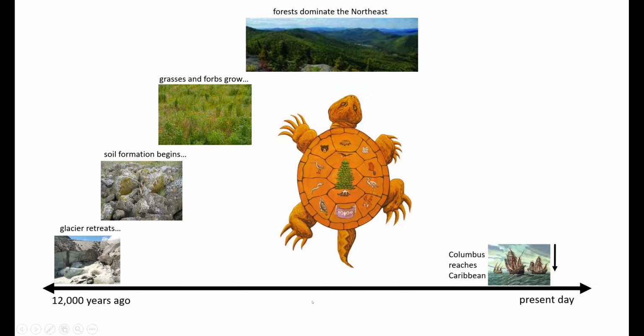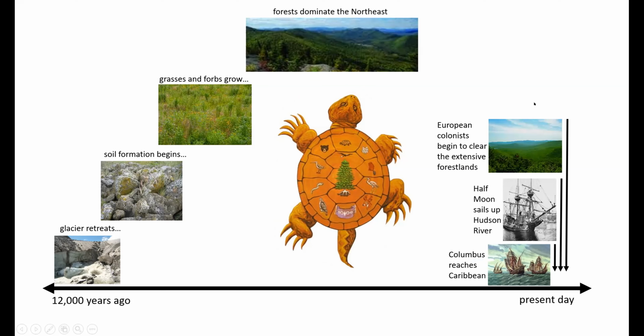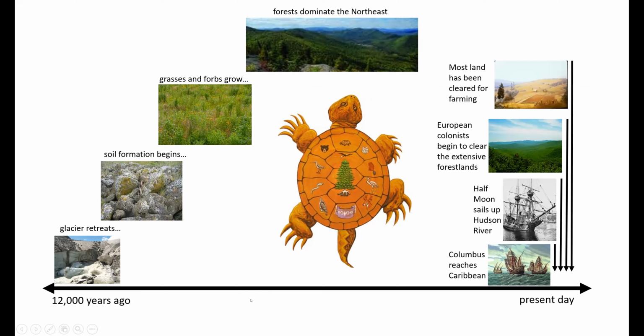And then in 1492, as everyone knows, Columbus sailed and reached the Caribbean. And so things started to happen fairly rapidly after that. In 1608, Henry Hudson sailed up the Hudson River. And then as time went by, European colonists arrived and began to clear these extensive forest lands. And over time, the land was cleared to the extent that there was very little forest left throughout the Northeast. And that was probably the mid-1800s, when there was the maximum amount of clearing that had been done.